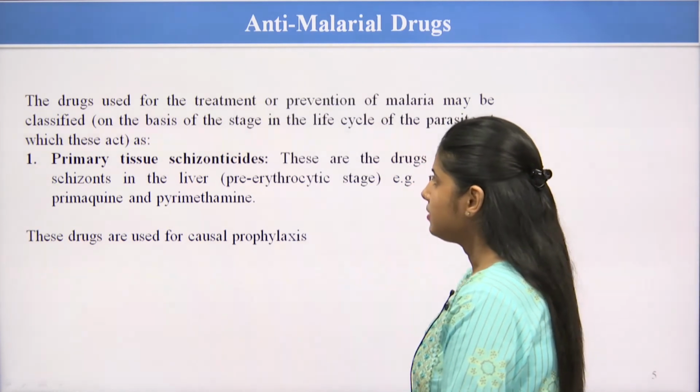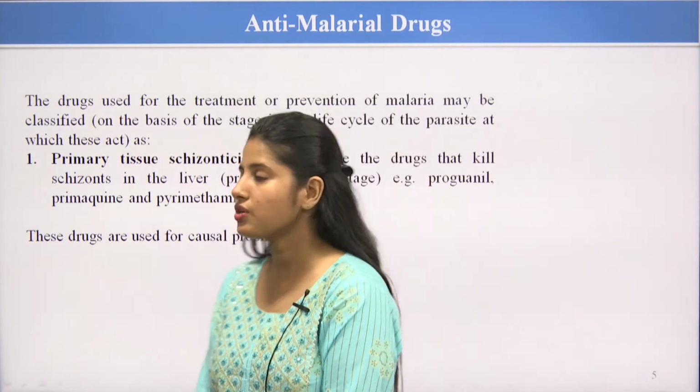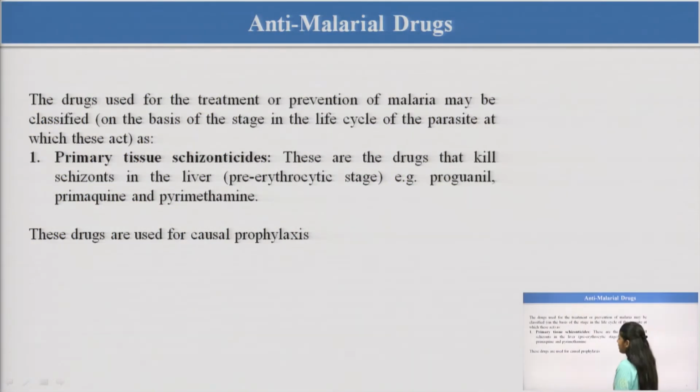So, we will start with the drugs which are used in the treatment and prevention of malaria, and they are classified on the targets where the plasmodium is. So, first is the primary tissue schizonticides. These drugs are targeting the liver, therefore it is known as the pre-erythrocytic stage. Pre-erythrocytic stage means before the RBC. So, firstly schizonts are targeting the liver area.